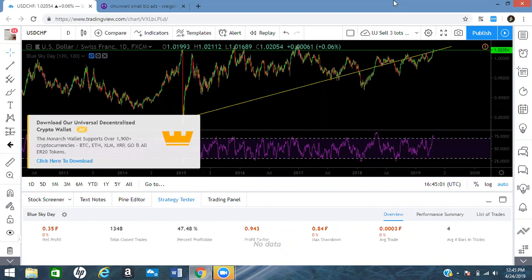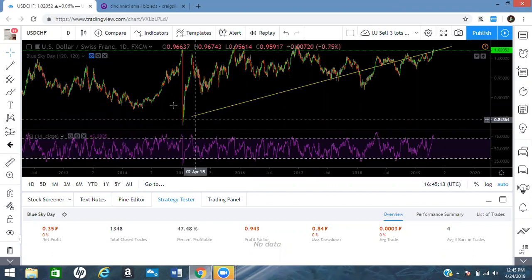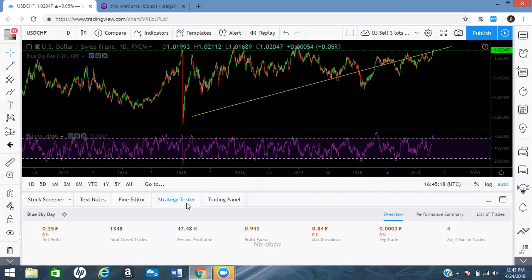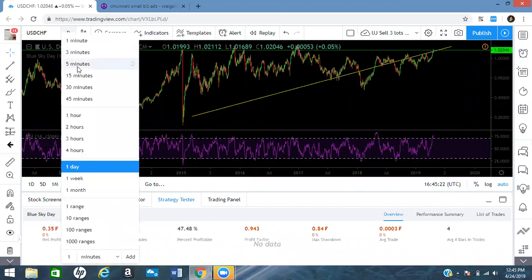Now, I recommend using it the way that I teach. I recommend using it on the 5-minute time frame. The 5-minute time frame. We're going to be scalping with this indicator. So what I'm going to do, I'm on USD Swiss franc. I'm going to go to the 5-minute chart.